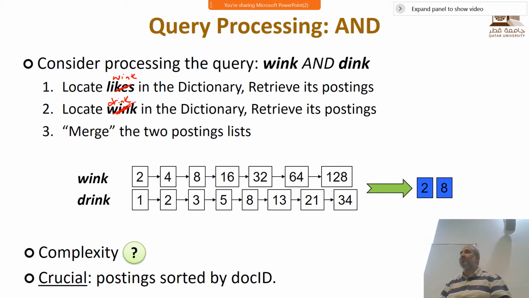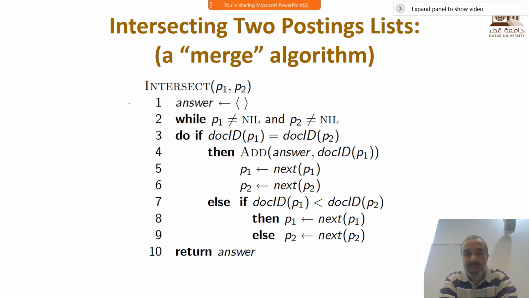Okay, and we said why it is crucial or very important that the postings are sorted by document ID. Here's the pseudocode. I think this is in your textbook. We start with an empty answer. P1 and P2 are the pointers to the posting lists, so initially they point to the first entry in the list. We will stop this loop when one of them is null, which means we get to the end of one of them.